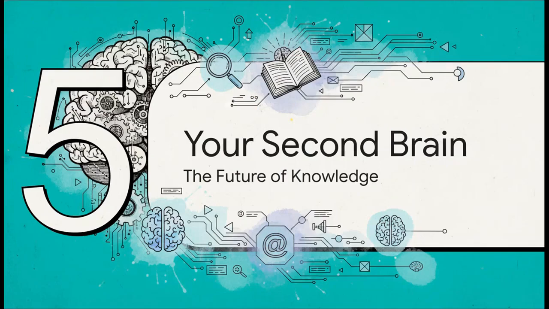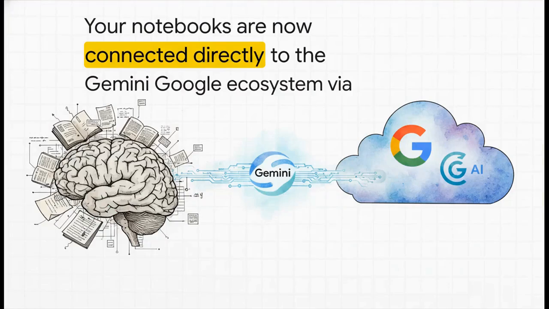And this all brings us to the really big idea here. Let's zoom out for a second, because this is about way more than just one tool for one task. We're really talking about the future of how we manage knowledge, about building our own personal, AI-powered second brain. And here's the kicker. That second brain you're building doesn't live in a silo. Thanks to the Google Gemini integration, its power stretches across the whole ecosystem.